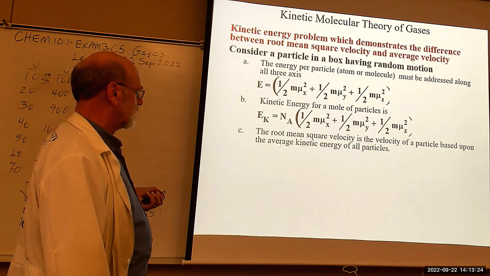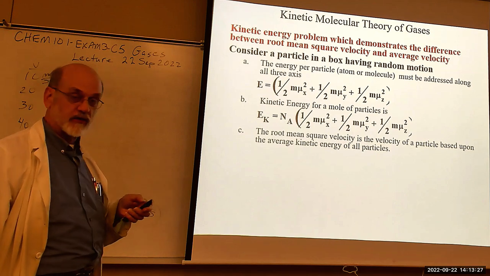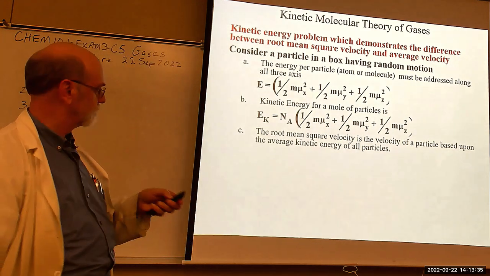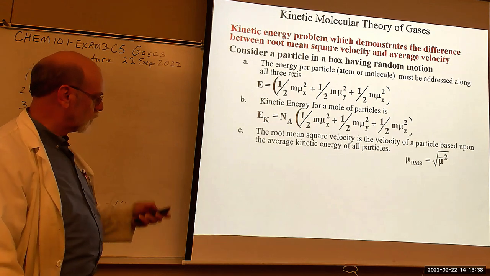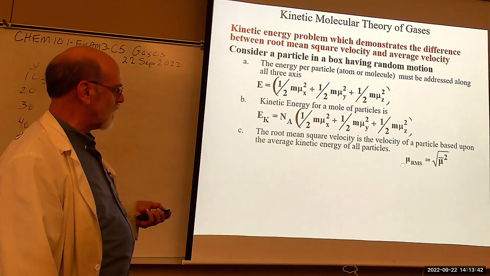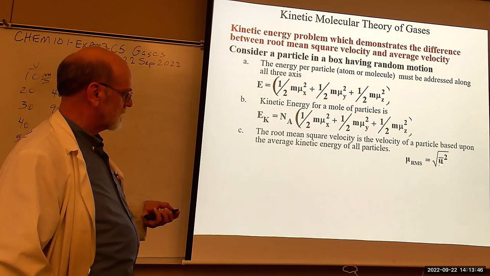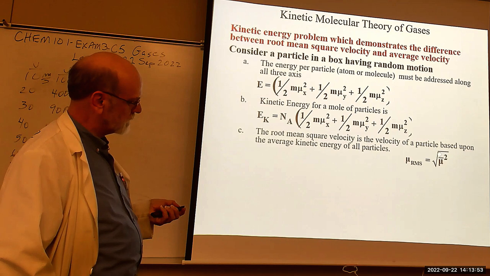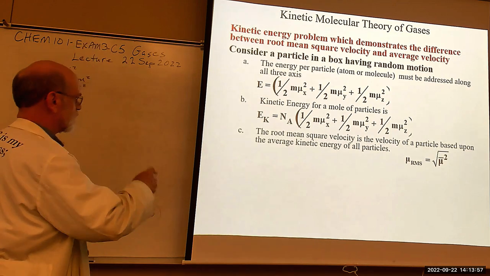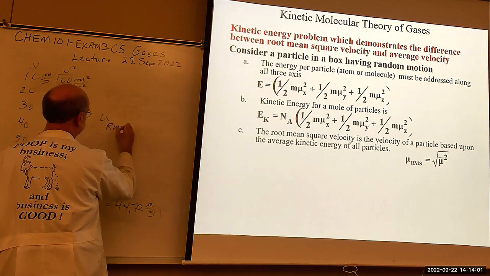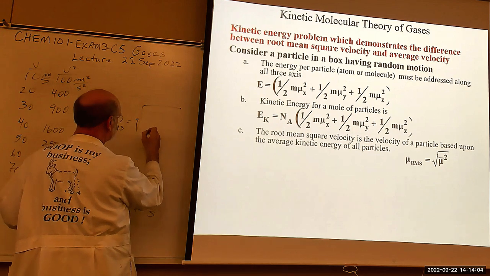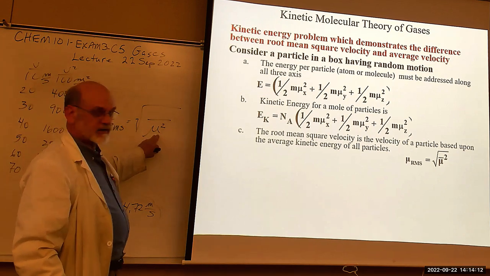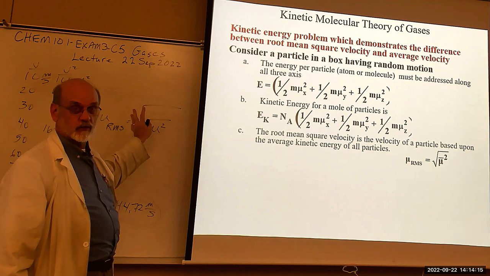The root mean square velocity is the velocity of a particle based upon the kinetic energy of all the particles, not based upon the velocity of the individual particles. Okay, and I just showed you how to do it. So the root mean square velocity for an average particle is this mean of the squares. That mean bar should be over the u squared also. That's an error. It should look like this. Because you take the squares and then you take the mean of the squares and then the square root of the mean.